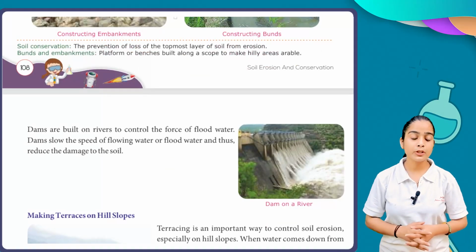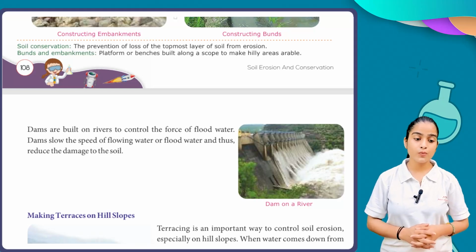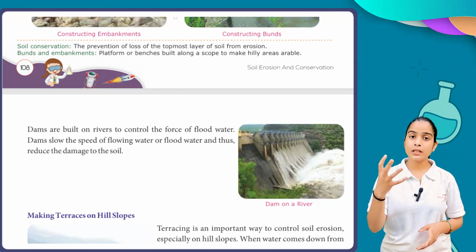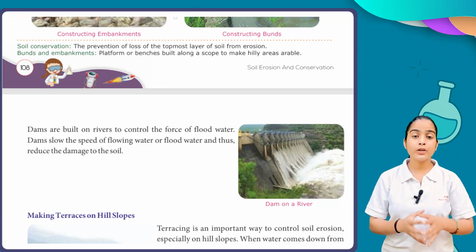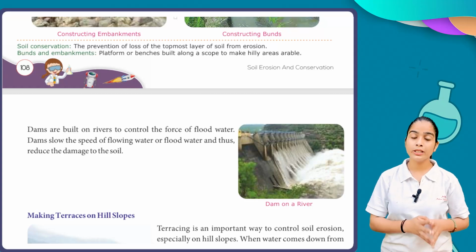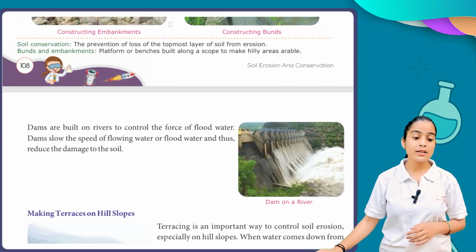Now dams are built on rivers to control the force of floods. Dams slow the speed of flowing water or flood water and thus reduce the damage to the soil. If we make dams, what will happen? They control the motion of the flood water, and it will help us to control soil erosion. Next, making terraces on hill slopes.